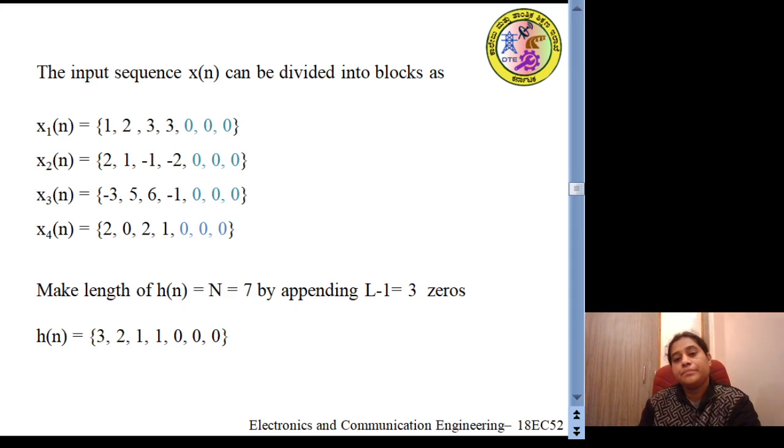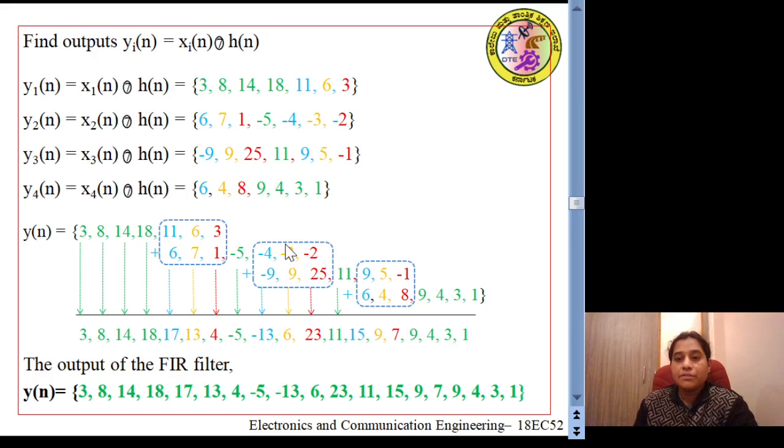So what is the next step? Next, we have to find the circular convolution of the blocks of input with the impulse response of the given FIR filter. The first output block is obtained by 7-point circular convolution of the first input block and the impulse response. So we obtain the output block samples as 3, 8, 14, 18, 11, 6 and 3. And we obtain the second block of output by 7-point circular convolution of x2 of n with the impulse response h of n.